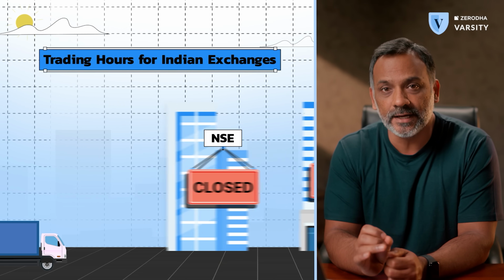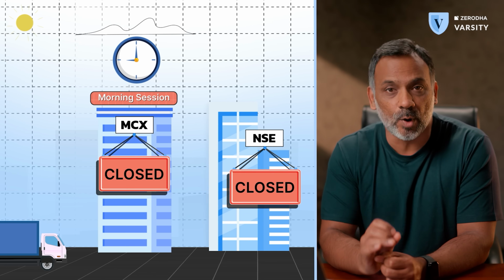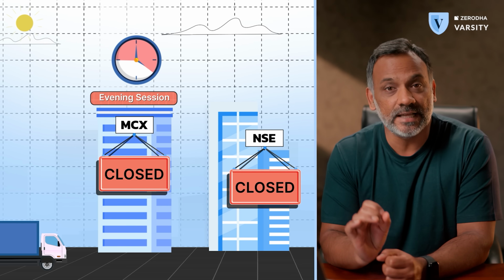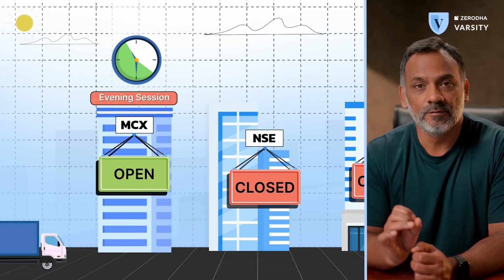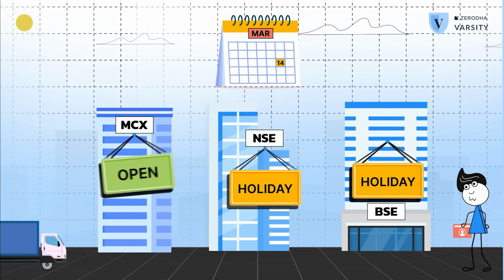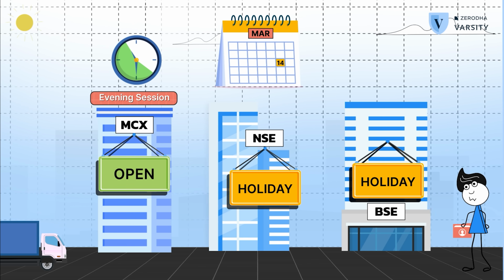Also, as a commodities trader, you need to be aware that there could be days where NSE and BSE could be closed for a holiday, but MCX could be open. In fact, there could be days where MCX is closed during the morning session, that is between 9 a.m. to 5 p.m., but open during the evening session, that is between 5 p.m. to 11:30 p.m. For instance, 14th March was a holiday across all exchanges, that is NSE, BSE and MCX. However, MCX was open for the evening session, that is between 5 p.m. to 11:30 p.m. So please do pay special attention to this, especially if you have a position in crude oil or any other commodity for that matter.